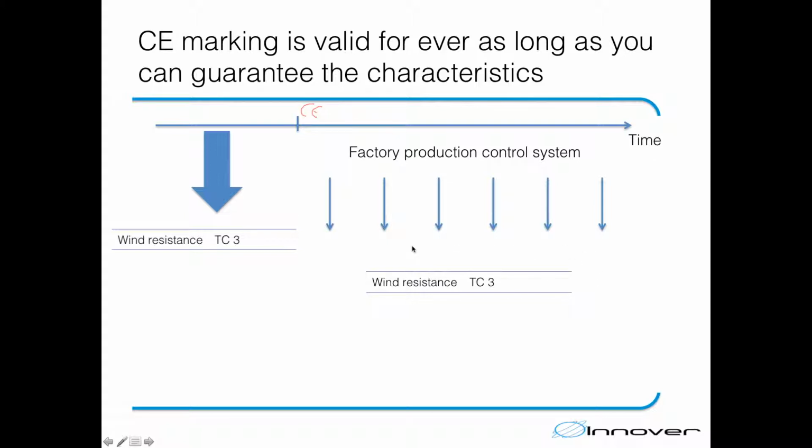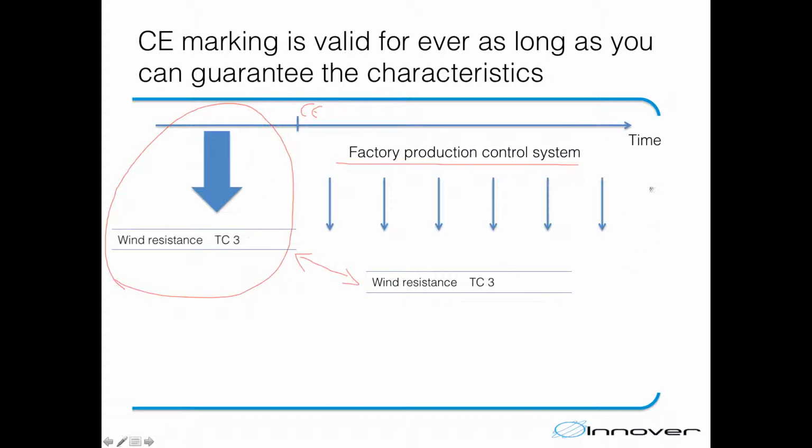So in the beginning we would just determine the essential characteristic called wind resistance. And with the factory production control system, through tests and controls and so on, we would make sure that the wind resistance stays the same. And this is the point of the whole CE marking project, divided into two parts, into the testing and the factory production control. So we would just perform this testing once, and then we would assure ourselves that the characteristics remain the same with the factory production control system over time.